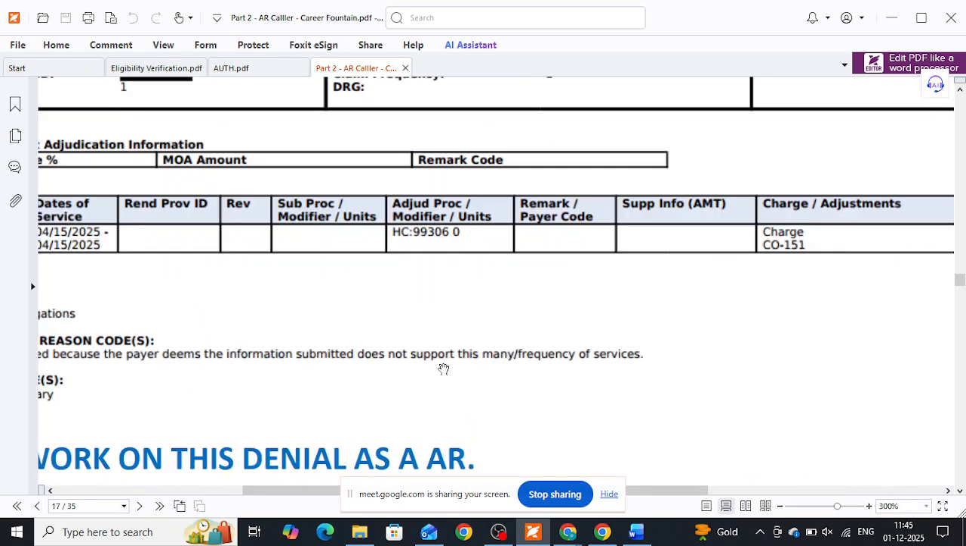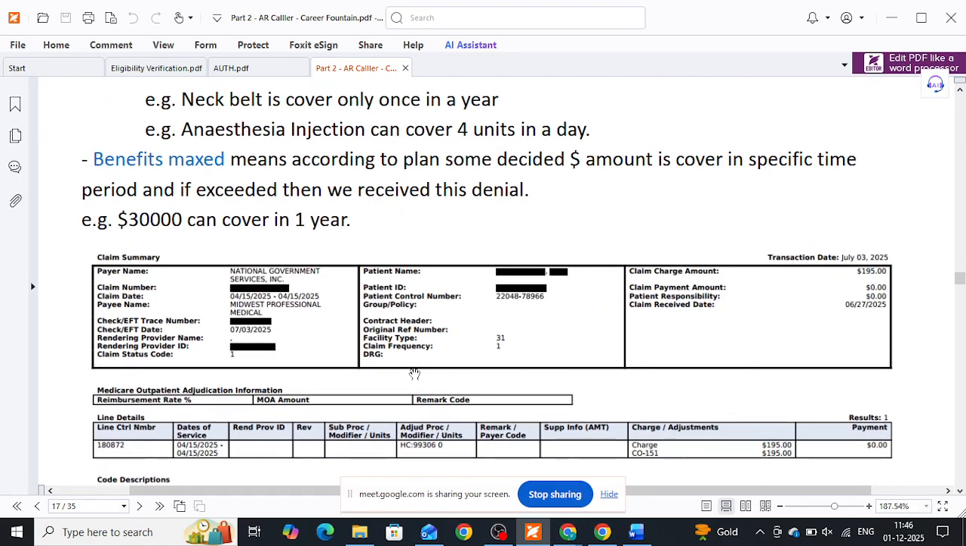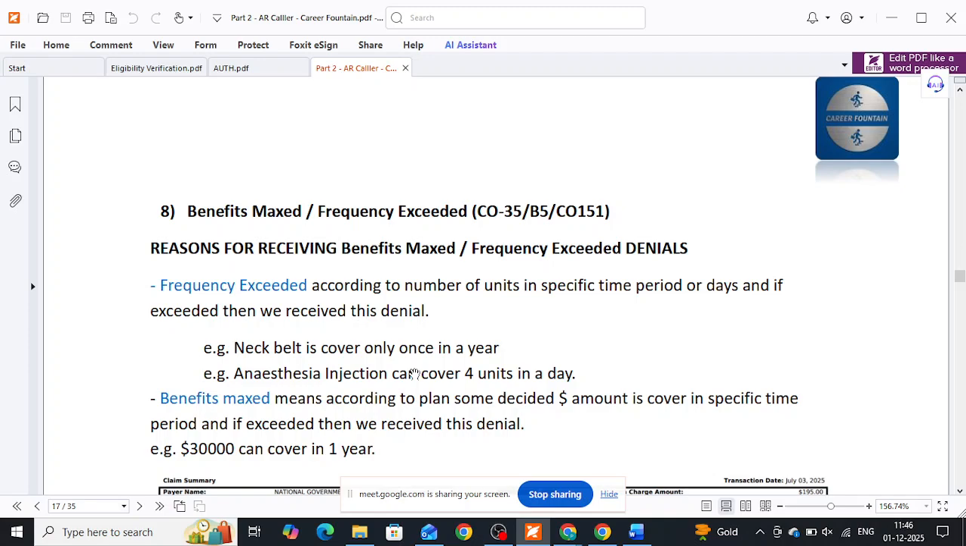Okay, the level is different, the frequency is different. Most of the time we receive this denial because of the patient's plan only, and if the patient has secondary insurance then we can try with the secondary insurance. If the patient doesn't have other insurance then we can bill the patient.